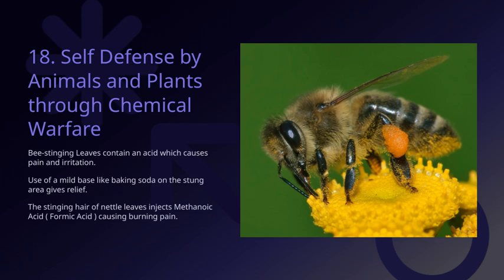These are examples of how plants, just like animals, have developed chemical defenses to protect themselves from threats. This ties into the broader theme of our presentation: how both animals and plants use chemical warfare as a form of self-defense. These natural strategies are fascinating because they show the ingenious ways living beings protect themselves in their environment.